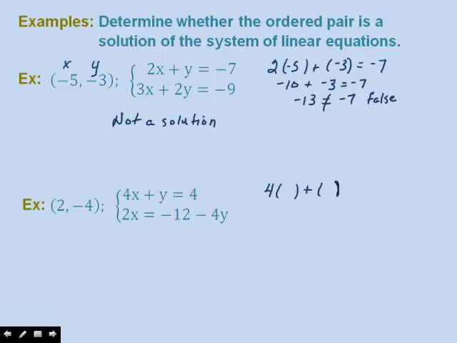If we plug in 2, -4 into both of these two equations, four times 2 is 8, plus -4. Well, 8 plus -4 is 4, so that one checks. Now we also have to check the other one. In this first example, notice that we could stop after that first one because it didn't work. So we automatically knew that we didn't have a solution for the system.